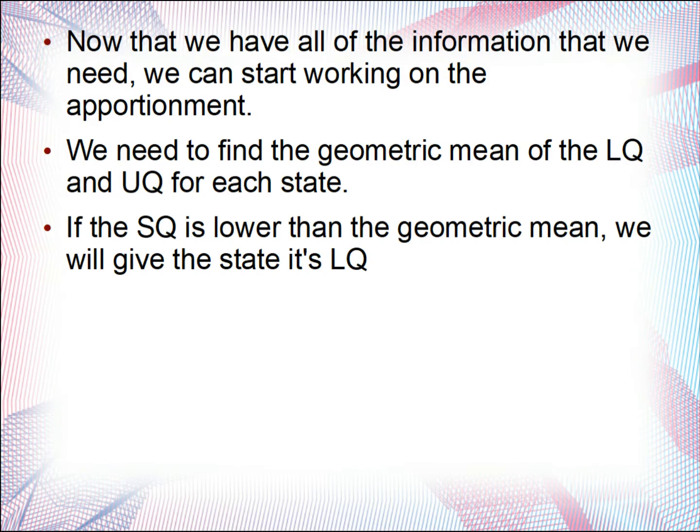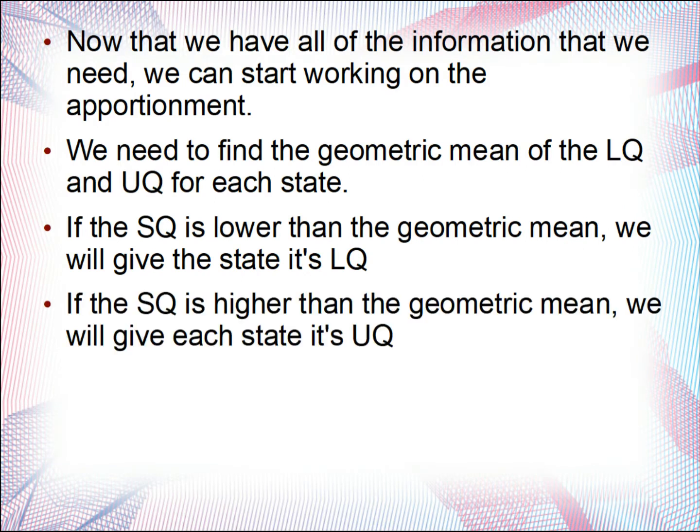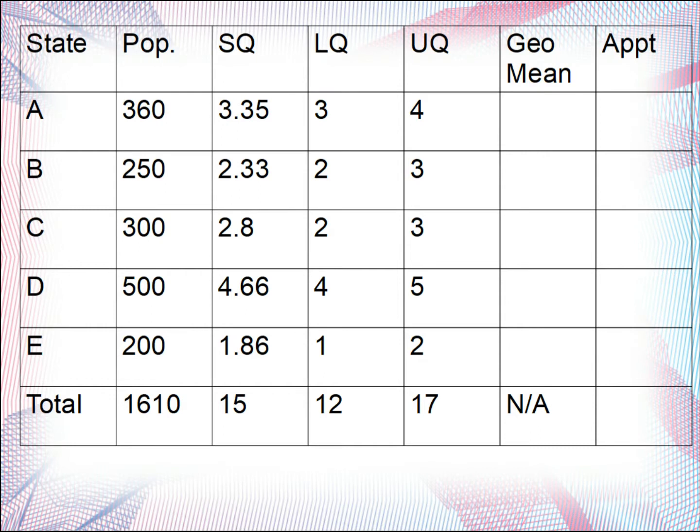And then, if the standard quota is lower than the geometric mean, we give the state its lower quota. If the standard quota is higher than the geometric mean, we give each state its upper quota. So I have a very complicated looking table here. I have the states, their population, the standard quota, the upper quota, the lower quota, not in that order, and then I have a column for the geometric mean, and the last column is for the apportionment. I could not fit the whole word apportionment in the box.